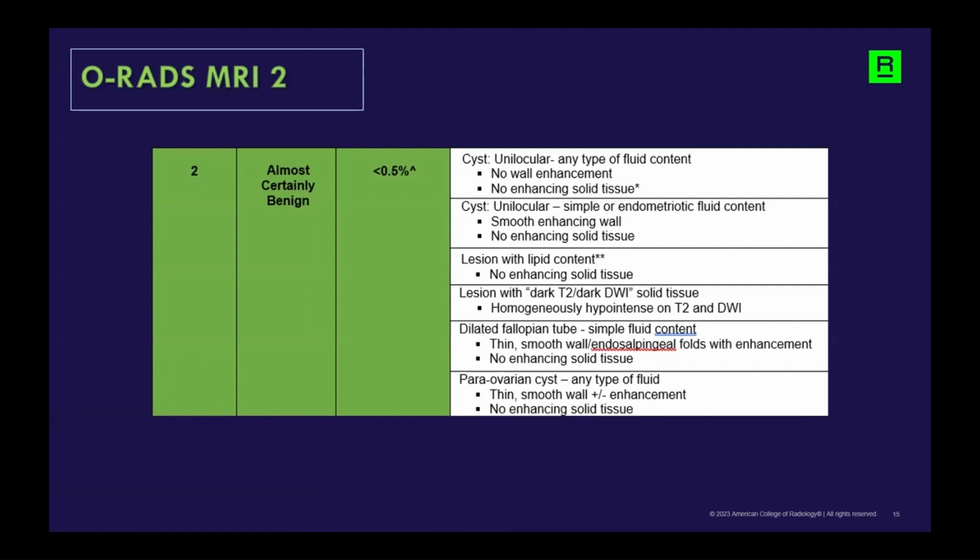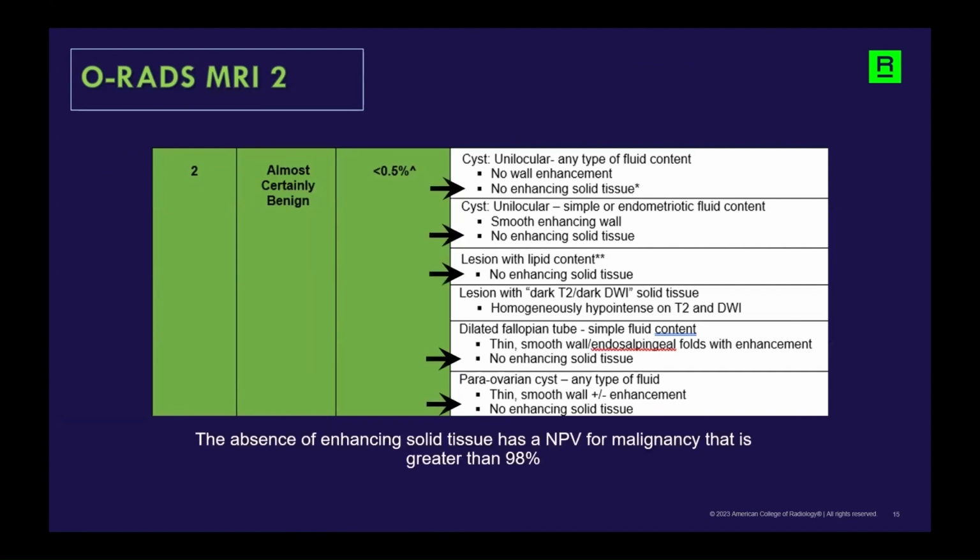So what do we notice about these O-RADS MRI 2 lesions? Well, the feature that all of these lesions have in common, with the exception of the T2 dark, DWI dark lesion, is that there is no enhancing solid tissue. The absence of enhancing solid tissue has a negative predictive value for malignancy that is greater than 98%.